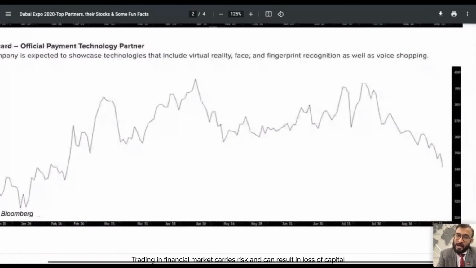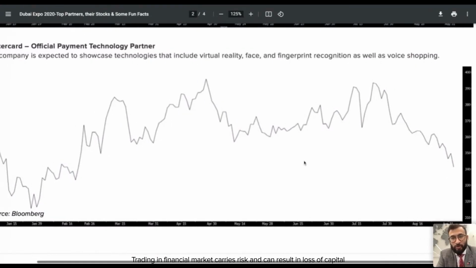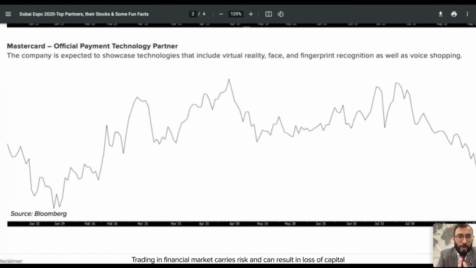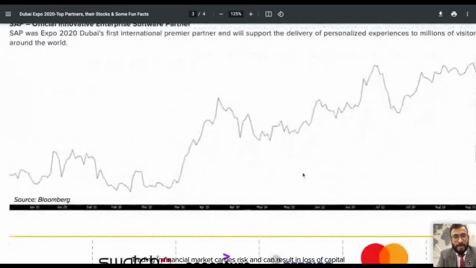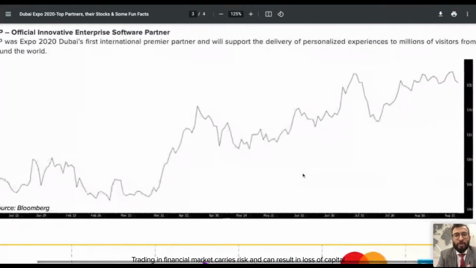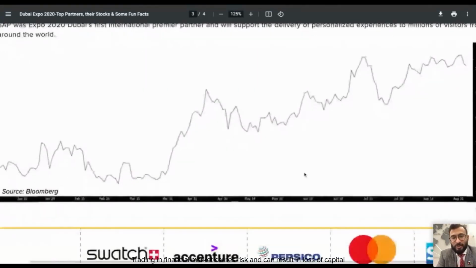Then there is Mastercard, which is the official payment technology partner, and this is what the chart looks like. The company is expected to showcase technology that includes virtual reality, face and fingerprint recognition, as well as voice shopping, right? And then there is SAP, which will support the delivery of personalized experience, and this is the chart for it.